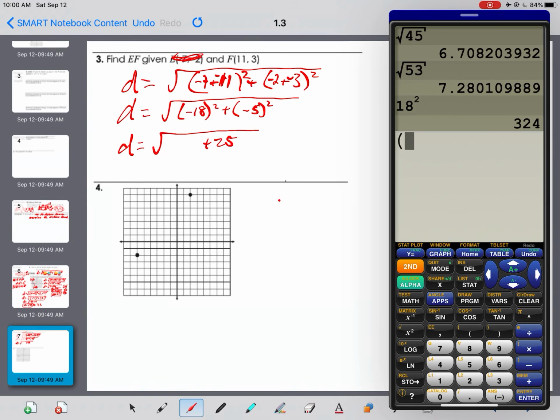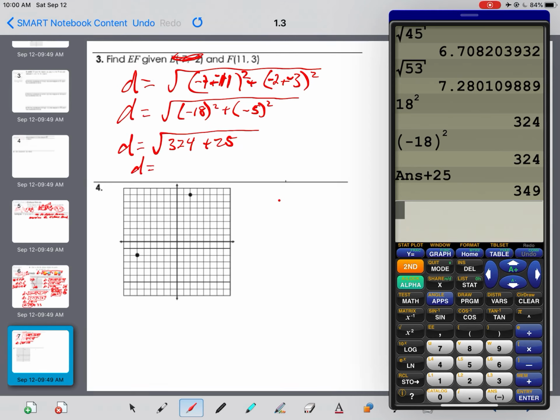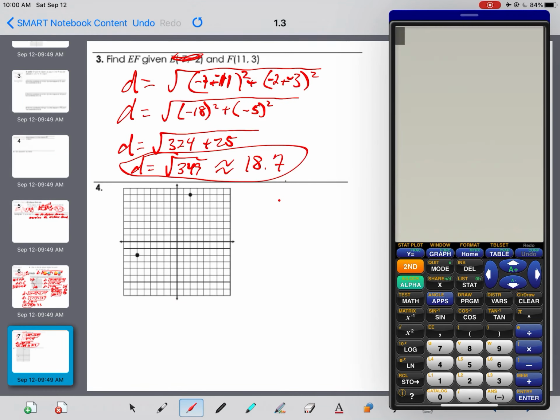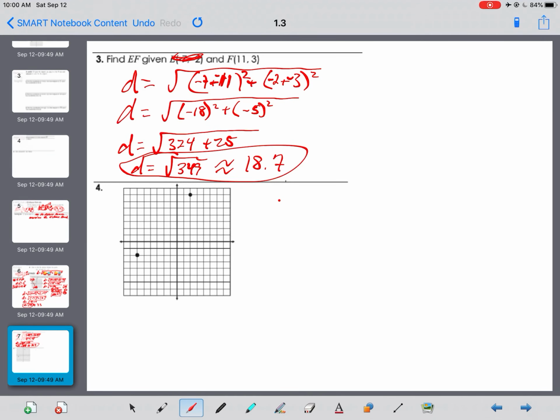324. Mr. Maggart, why didn't you do -18 squared? Because I didn't want to have to do parenthesis -18 parenthesis squared, enter. But it's 324 plus 25 equals the square root of 349, or approximately 18.168. So let's do 18.7, okay? Something like that is what we're looking for. 18.7 is what we should get.